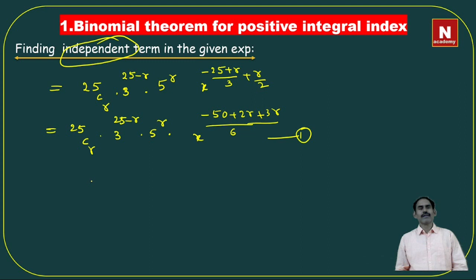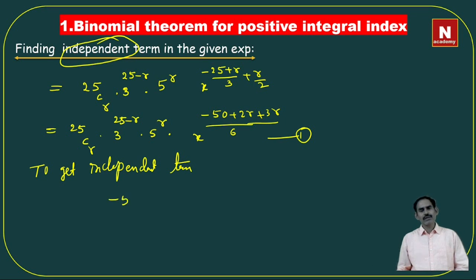To find the coefficient, here they are asking for the independent term. So to find the independent term, this power must be equated to 0. If it is 0, x^0 will be 1, automatically x will be eliminated. That means the term without x is known as the independent term. That's why, to get the independent term, equate (−50+2r+3r)/6 equal to 0.